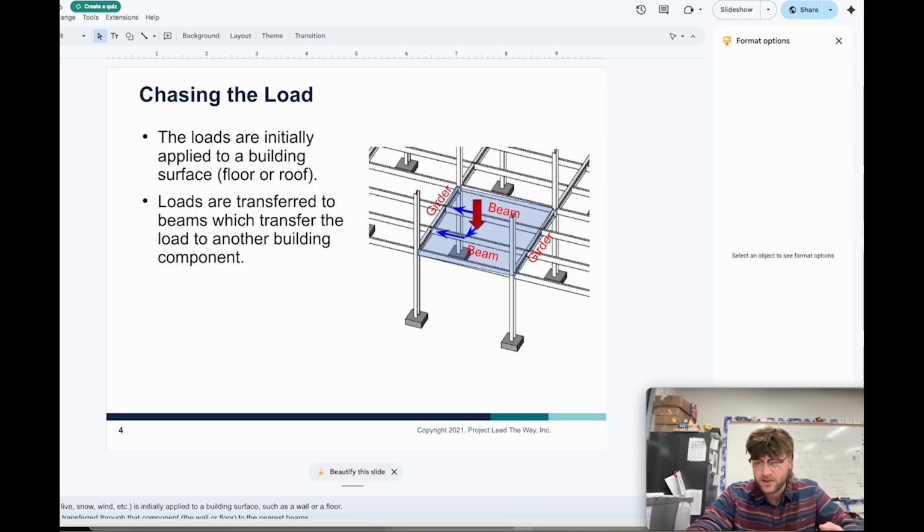So we can chase the load. And so the loads are initially applied to the building surface, right? So that's on the floor or the roof. And then what's going to happen is these loads are going to be transferred to beams, which transfer the load to another building component, which most of the time is going to be the girders, right?